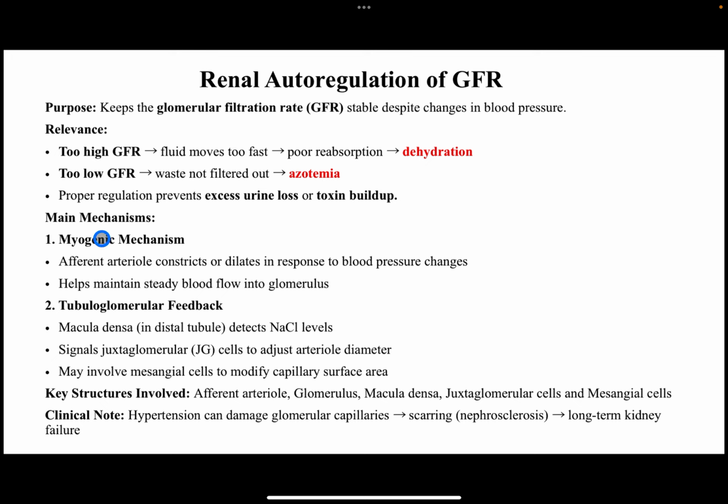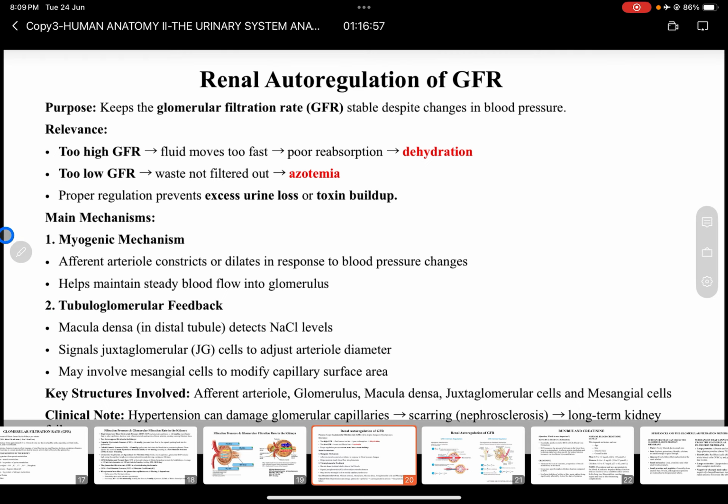Now, the kidney uses two mechanisms to achieve this renal autoregulation. The two mechanisms are the myogenic mechanism and the tubuloglomerular feedback.